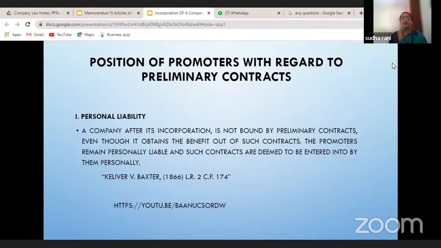In the same way here also, a company after incorporation is not bound by preliminary contracts, and anything relating to the preliminary contracts is null and void. Even if the company gets benefits from these contracts, the company is not liable for them. Then who is liable? The promoter is personally liable and deemed to have entered into them, because he is the one who entered into the contracts personally.